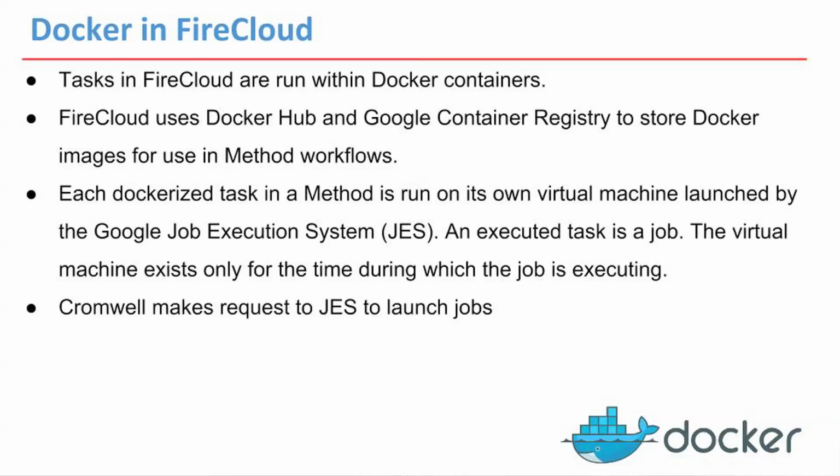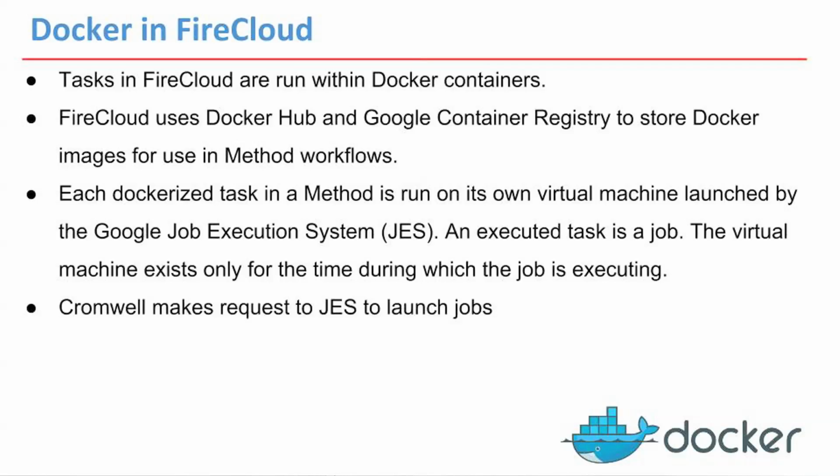Okay, a couple of comments about how Docker is incorporated into FireCloud. As I've said multiple times, tasks in FireCloud are run within Docker containers. FireCloud uses Docker Hub as a registry to store the Docker images. Each Dockerized task in a method is run in its own virtual machine that's launched by Jez. And the virtual machine exists only for the time during which the job is executing. Now, if we want to support SSHing directly into a virtual machine, we might have to change that so that if the task fails, the virtual machine stays available so you can then SSH into it and debug what's going on.